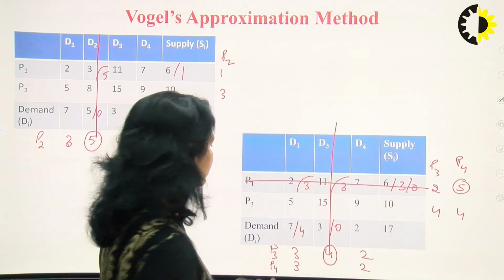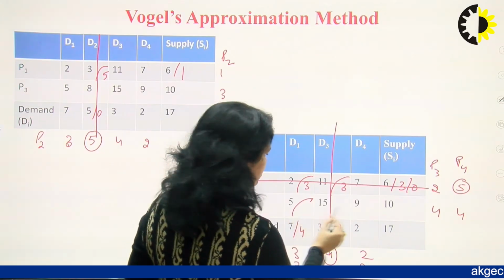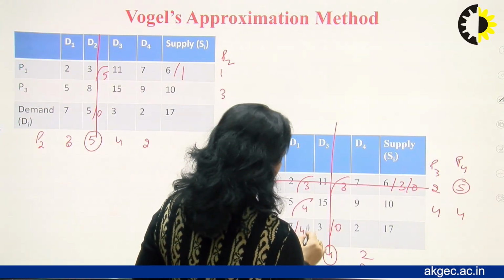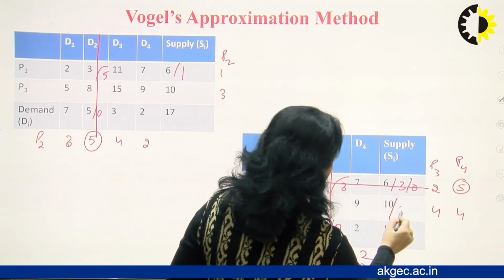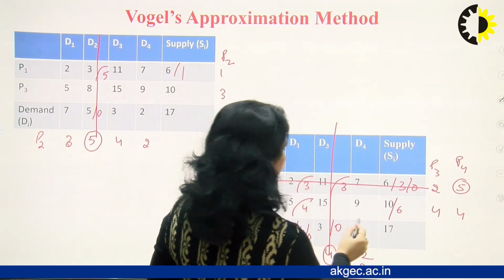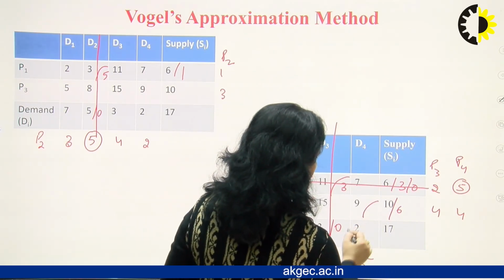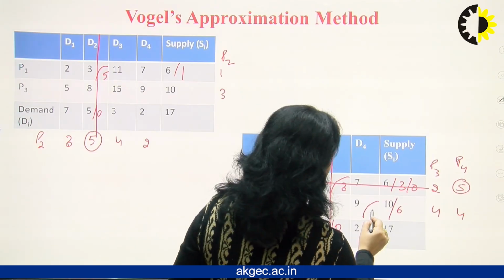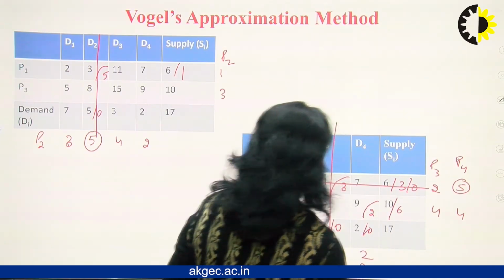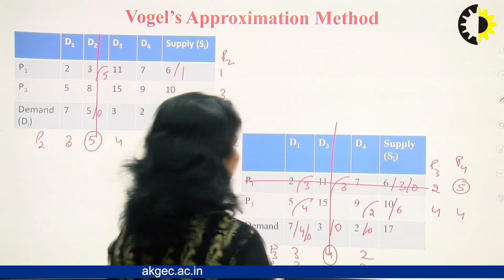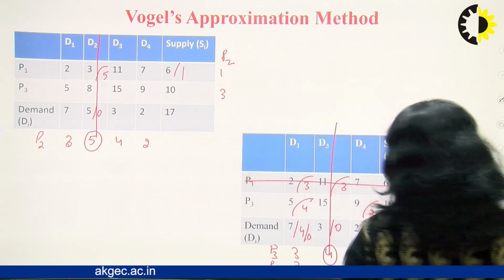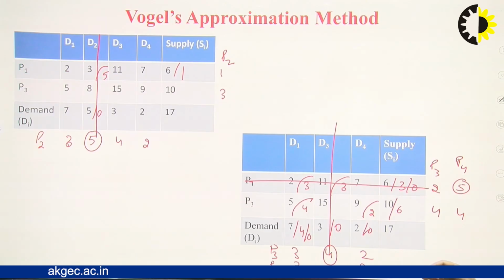Now we will take this one. So we will assign against this. So it will become 4. It will be 0. It will be 6. Then we will go for this. So we will assign here 2, it becomes 0. Clear? So in this way we will assign the cells.